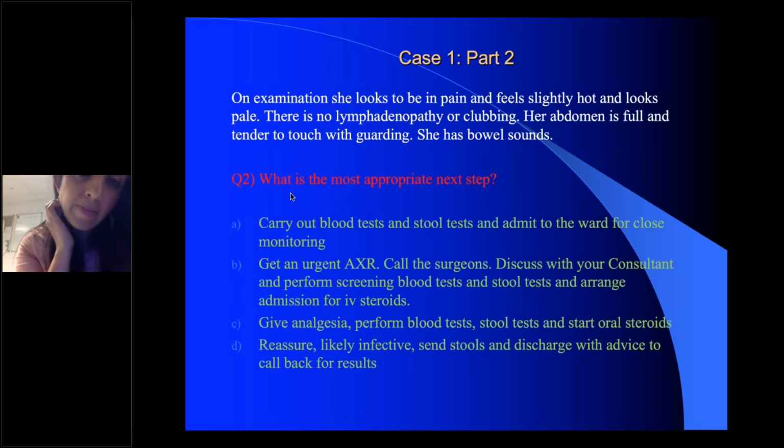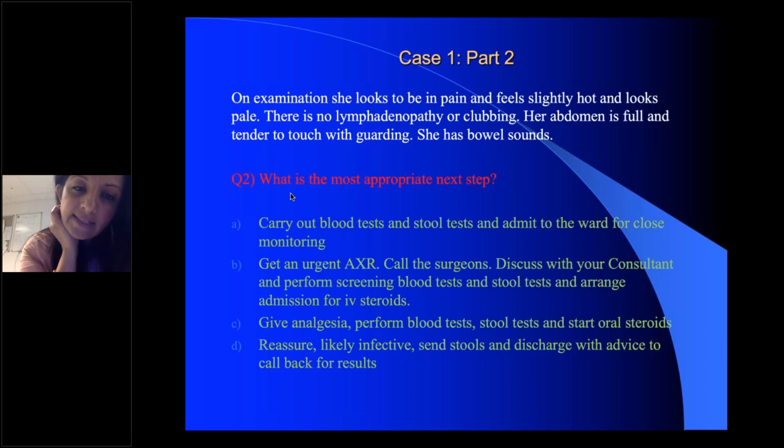She doesn't have any palpable lymphadenopathy or clubbing, but her abdomen is full and very tender to touch, and she has guarding. So she's actually got some signs of peritonism, but she does have bowel sounds. So this is one answer I want, which is, what is your most appropriate step? What would you do in A&E with this girl?